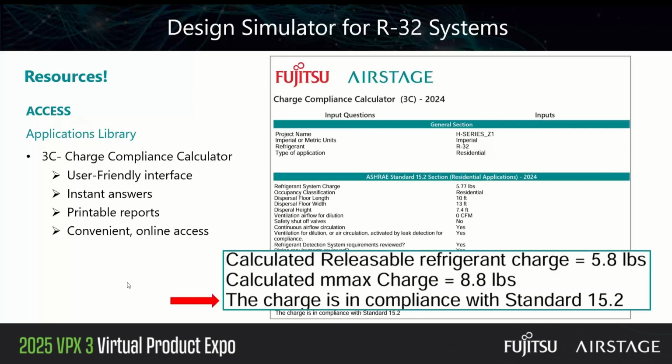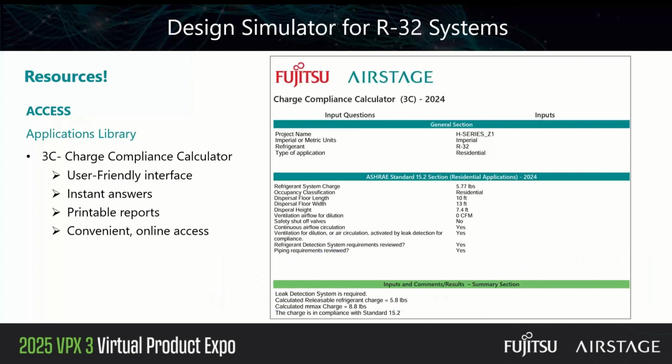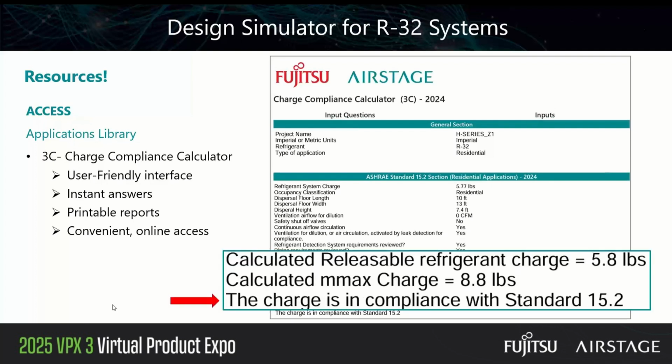So this is the money right here. This bottom paragraph here says calculated releasable charge is 5.8 pounds. The max charge based upon your room dimensions is 8.8. So you're actually 3 pounds under. So the charge is in compliance. That's what we want to see. So we've got some great tools for you to assist through navigating what seems to be a complex process.